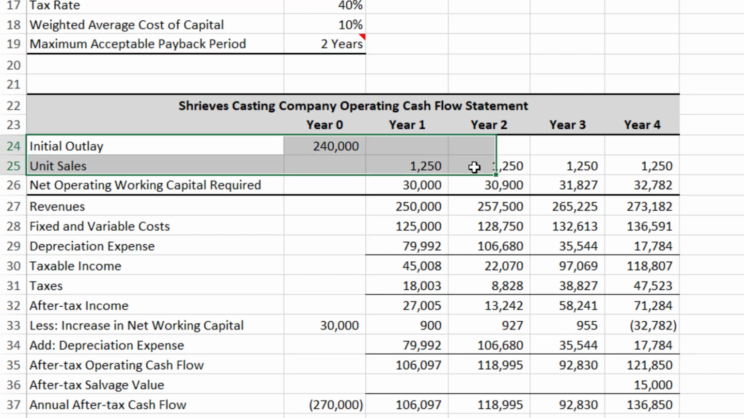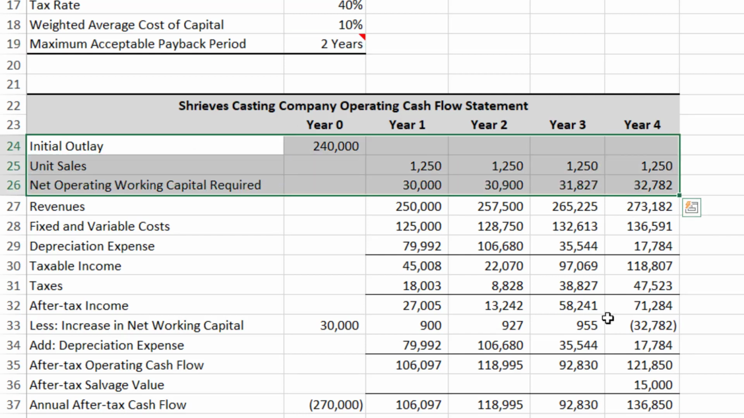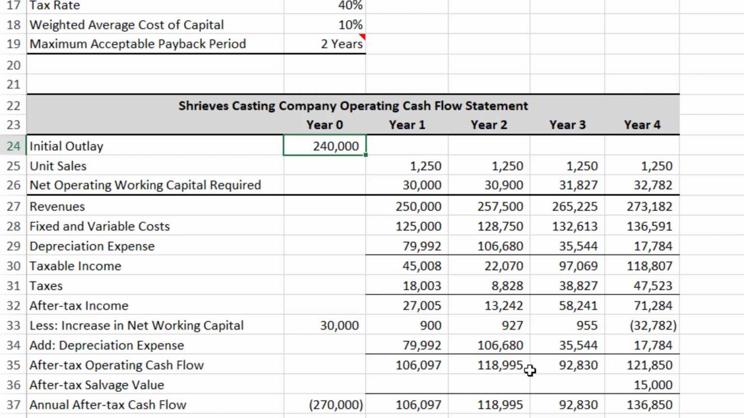Now, up here in the top portion, this is not really a part of the operating cash flow statement. This is simply some preliminary calculations. So right here, I have the bulk of my initial outlay. So this is the invoice price, the shipping cost, and the installation cost. But then also recall that they need to have 12% of the following year's revenue in net working capital. So they're going to have to make an investment of 12% of $250,000, which is $30,000 in year 0. That's also a part of the initial outlay.